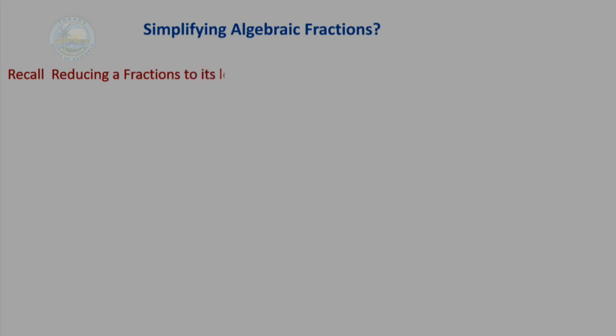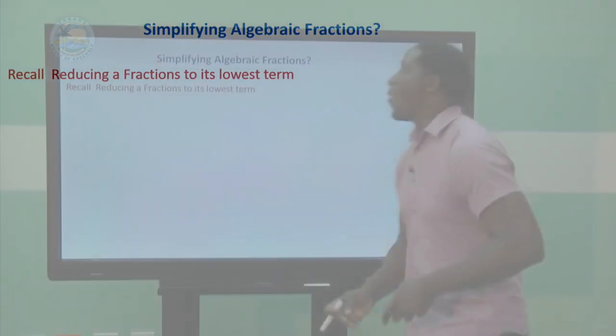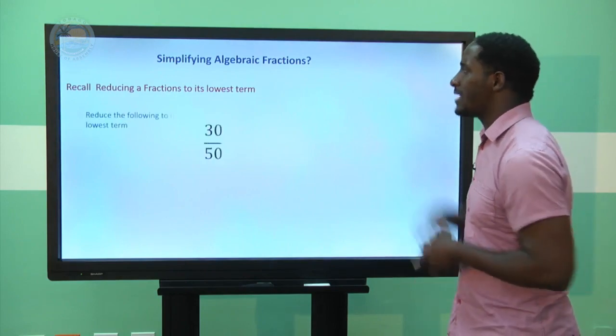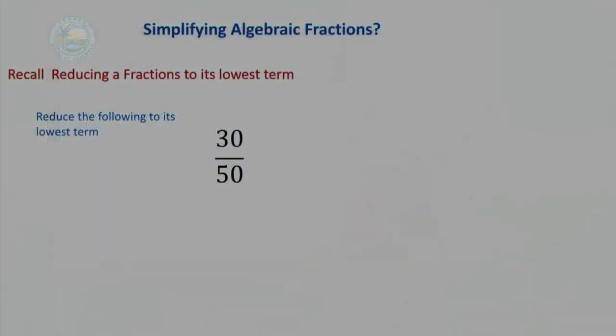that when you are working with your regular fractions, you had to do something called reducing the fraction to its lowest terms. So when we say reducing a fraction to its lowest terms, what do we mean? Let's look at an example. Reduce the following fraction to its lowest term. My fraction here is 30 upon 50, where 30 is the numerator and 50 is the denominator. How do we do that?